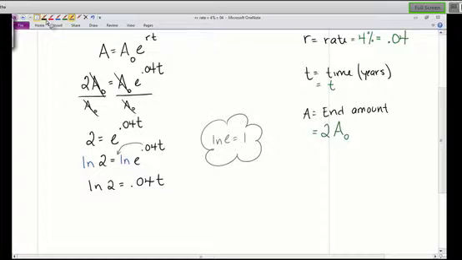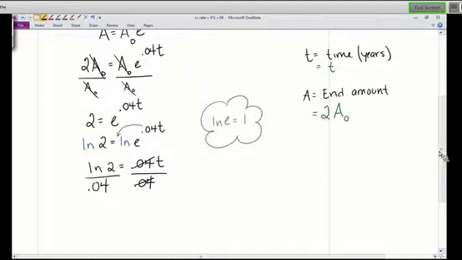All right, so now to solve for t, what we're going to do is divide both sides out by 0.04. This will cancel, and we're left with t is equal to ln of 2 divided by 0.04.